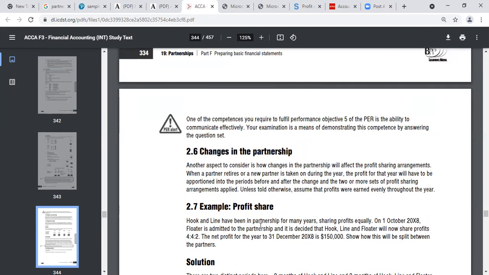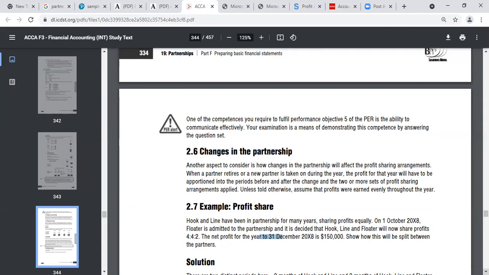Floater is admitted to the partnership. So he joins Hook and Line. And it is decided that Hook, Line, and Floater will now share profits in the ratio of 4 to 4 to 2. The net profit for the year is 150,000. So they're asking you, show how this will now be split between the respective partners.